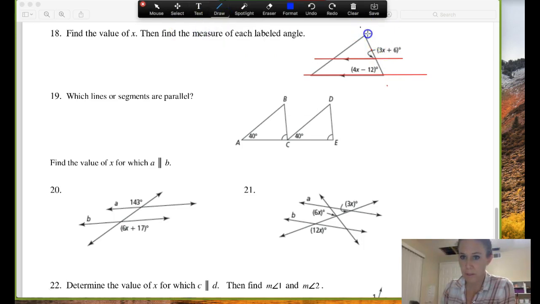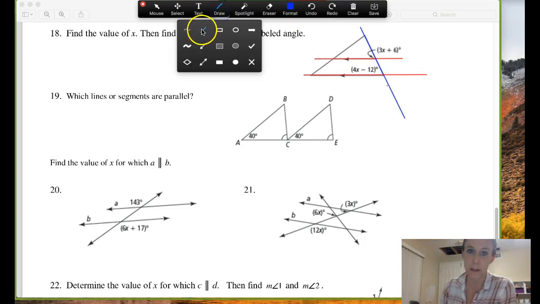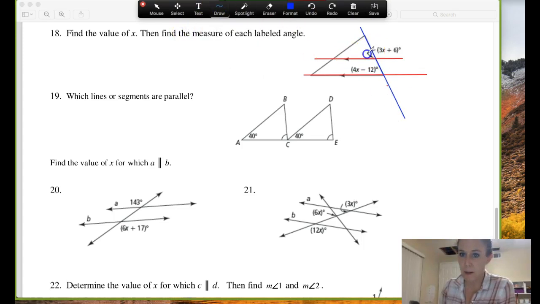Let's mark that in blue so we can see it. Here's our transversal. Sometimes it helps just to highlight that. And then this angle and this angle are corresponding angles. If two lines are parallel, cut by a transversal, corresponding angles are congruent. So I can just do this: 4x minus 12 equals 3x plus 6, and solve for x. A little algebra here. Subtract 3x from both sides.